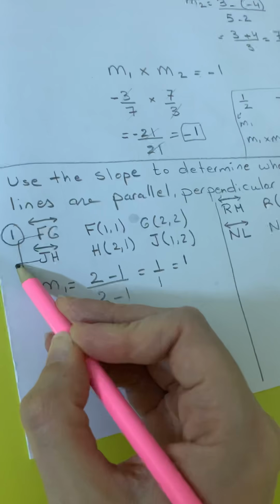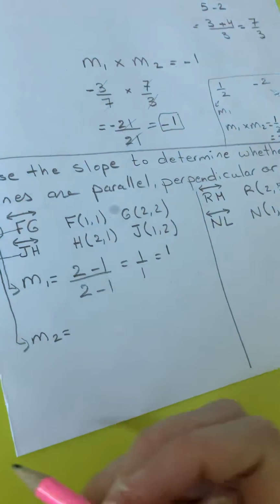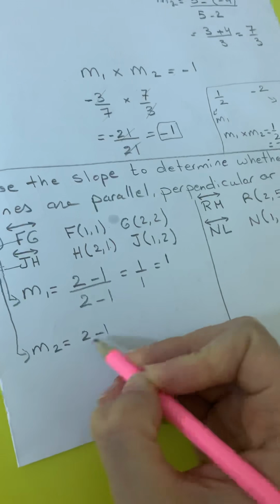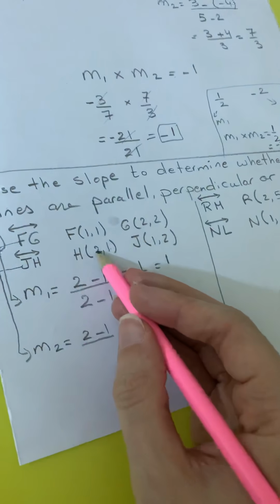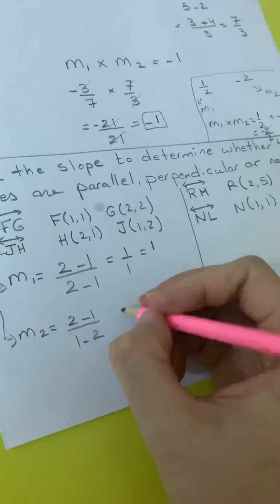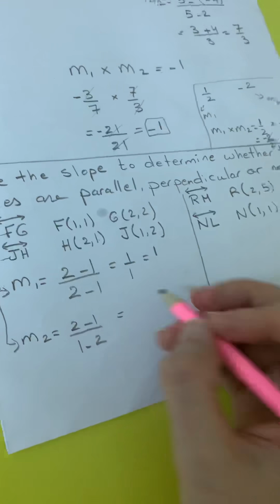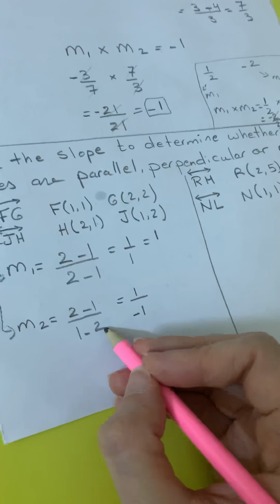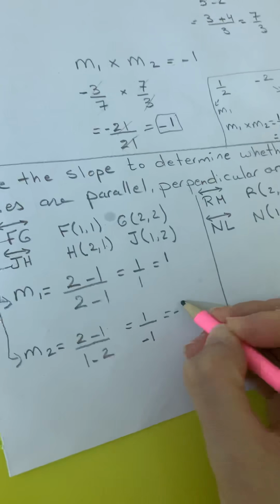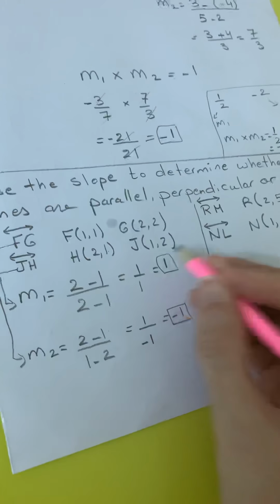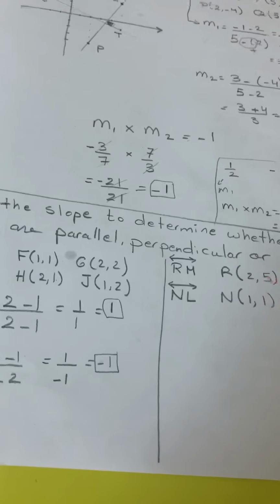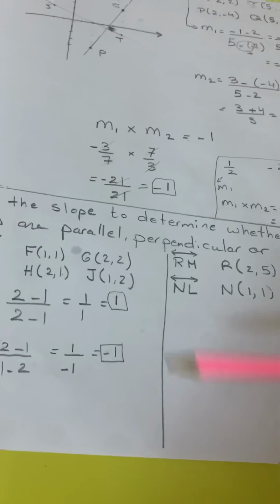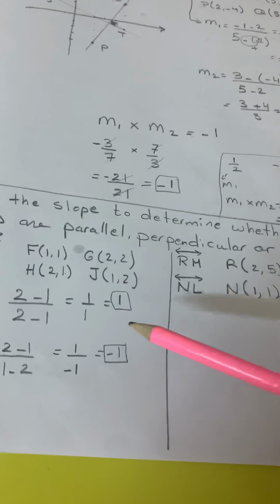Now M2, this is for JH. M2 is 2 minus 1 over 1 minus 2, which is 2 minus 1 is 1, and 1 minus 2 is -1 because 2 is bigger. So the answer is -1. Now let's see. First you ask yourself, are they the same? No, they're not the same. So they are not parallel.